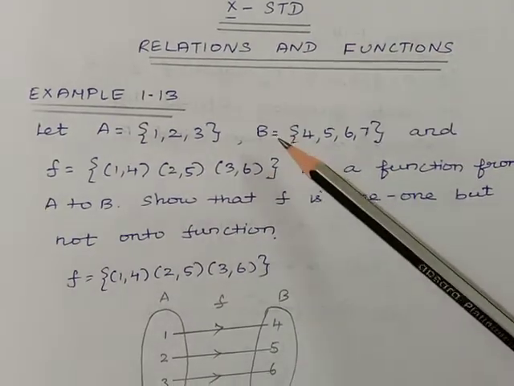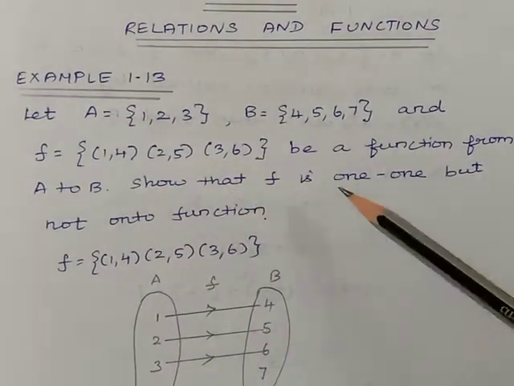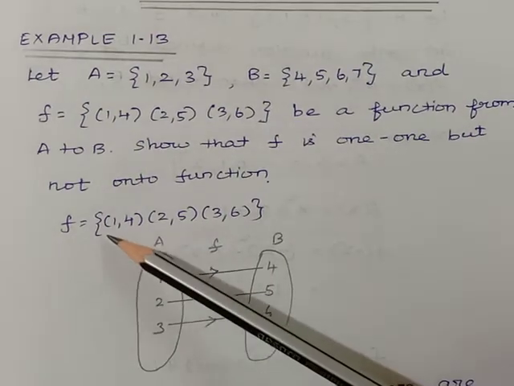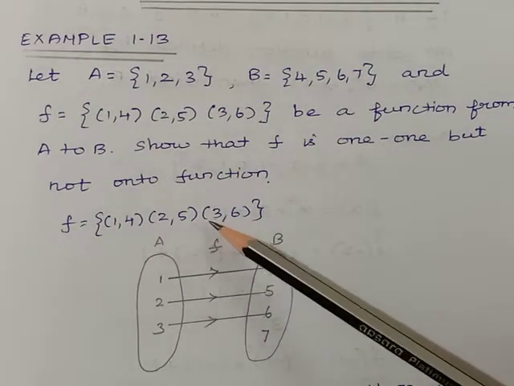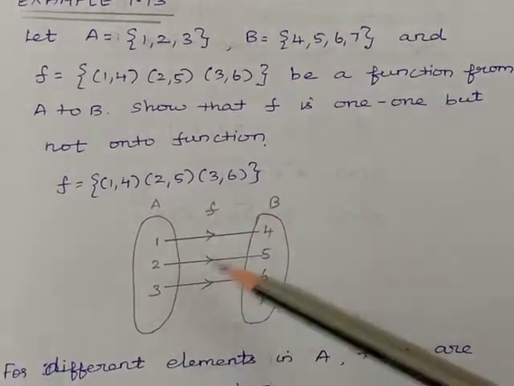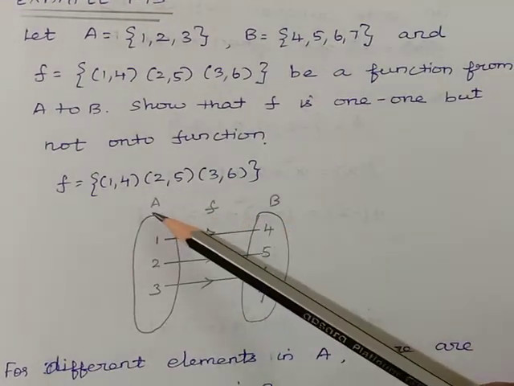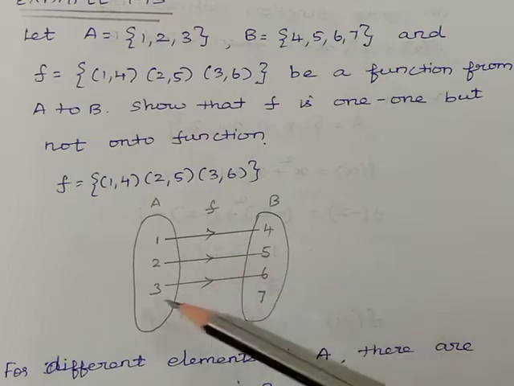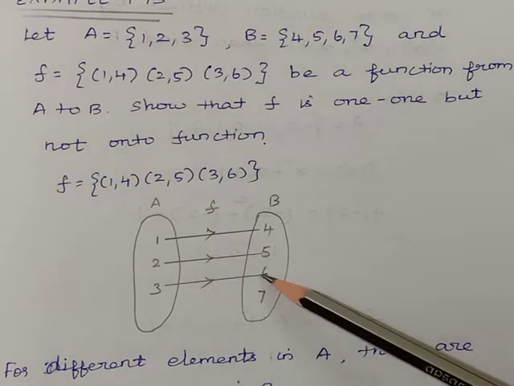So the function is given. We have to show that it is one-to-one but not onto function. Given in the question, the function is (1, 4), (2, 5), (3, 6). Let us draw an arrow diagram. So the function is from A to B. So 1 is mapped to 4, 2 is mapped to 5, 3 is mapped to 6.